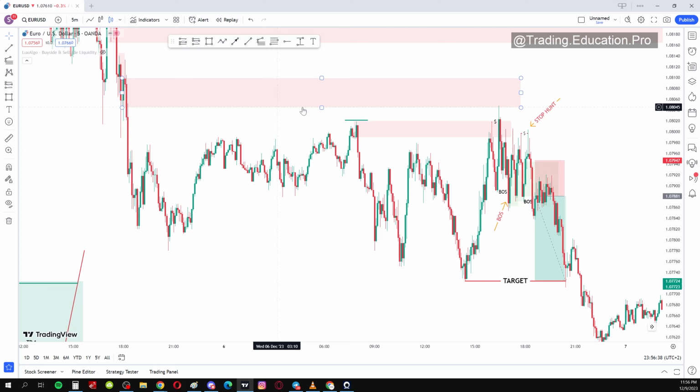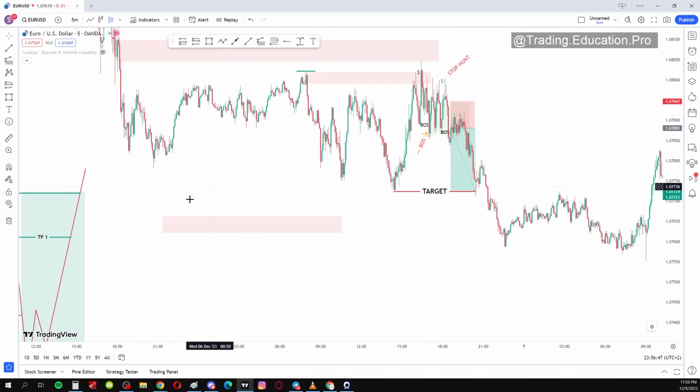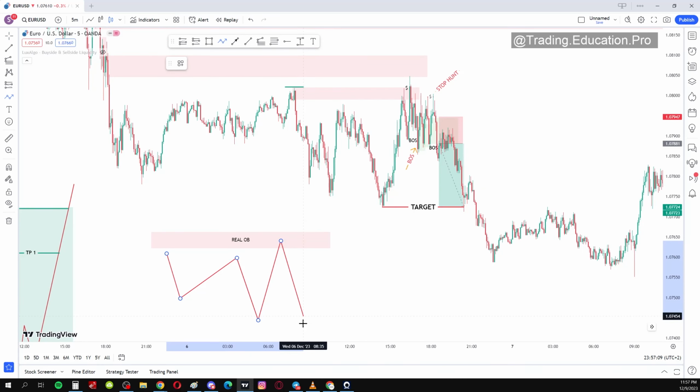So this is a very common pattern. We have a real low B. So that would be this one. We have a high here that creates a low, and then this gets taken out, and we enter the real trade here.